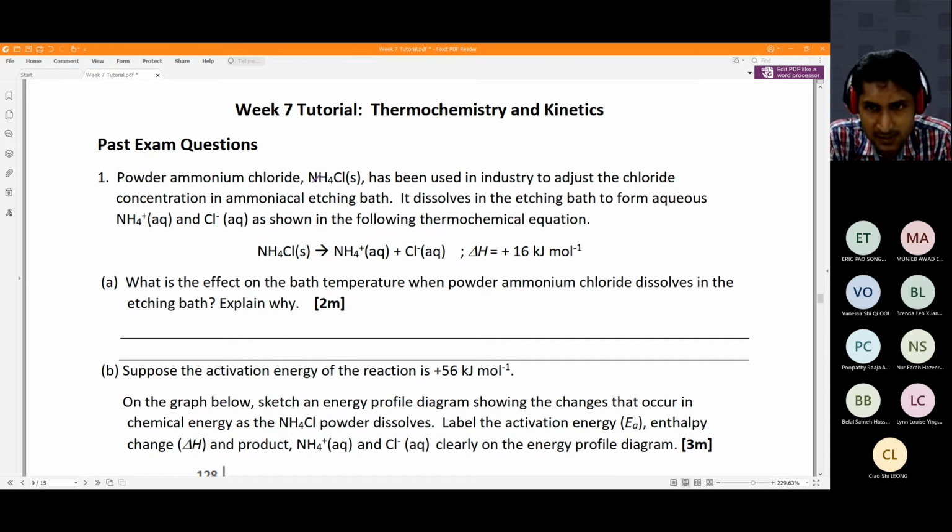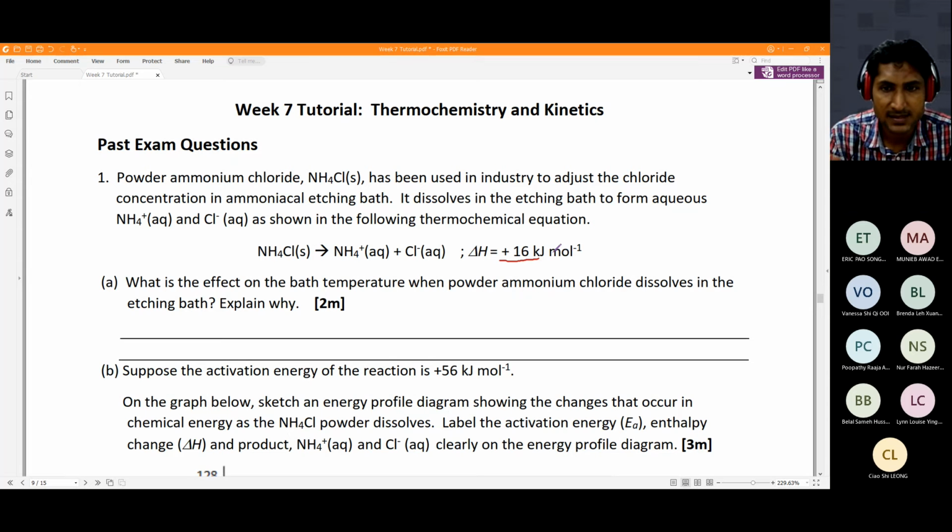in powder form has been used in industry to adjust the chloride concentration in an ammoniacal etching bath, and it dissolves in the etching bath to form aqueous ammonium and chloride aqueous solution. And the thermochemical equation for this goes in this way. So it is an endothermic reaction that needs 16 kilojoule of heat. It doesn't need that much energy, but still it is endothermic.